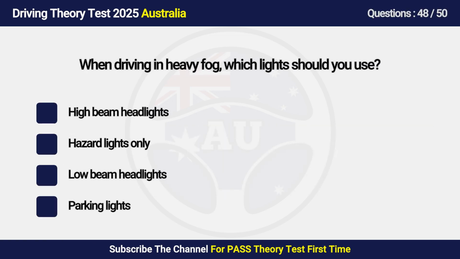Question 48. When driving in heavy fog, which lights should you use? A. High beam headlights. B. Hazard lights only. C. Low beam headlights. D. Parking lights.